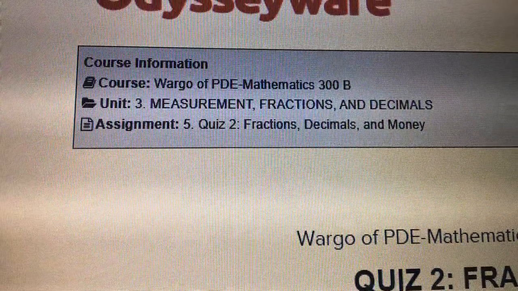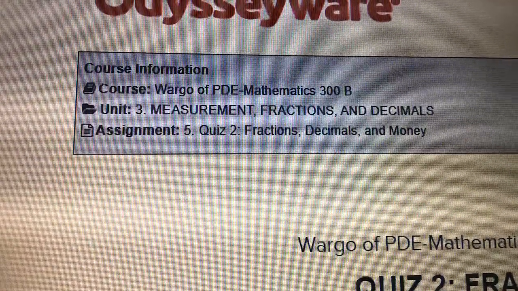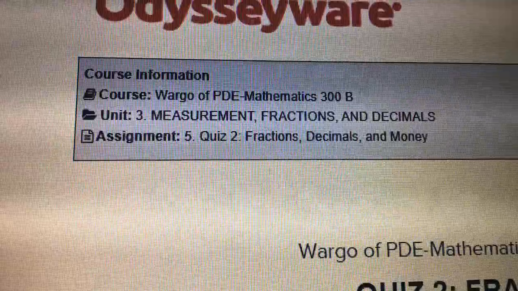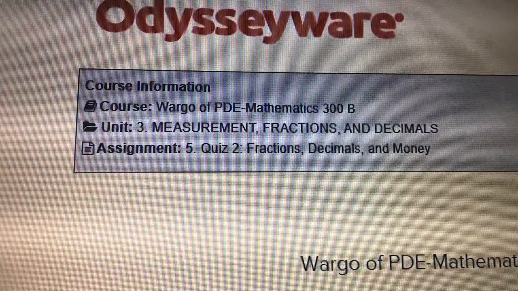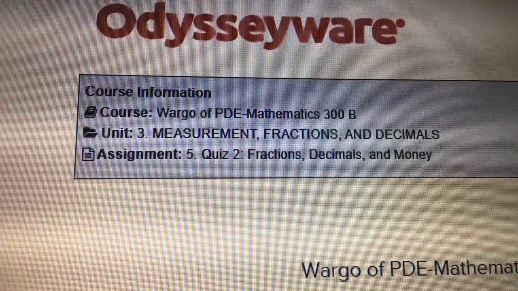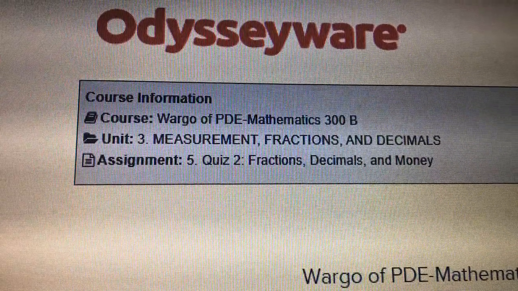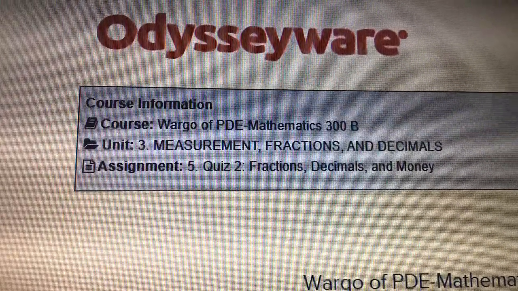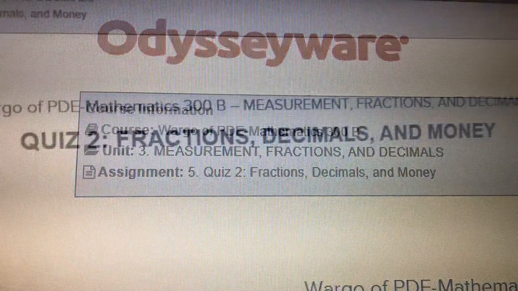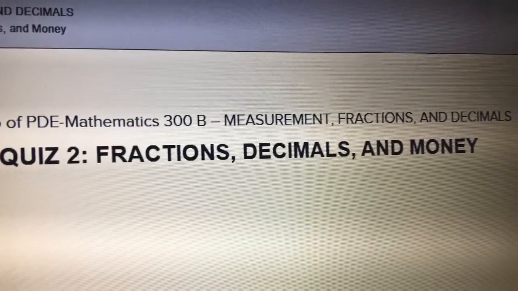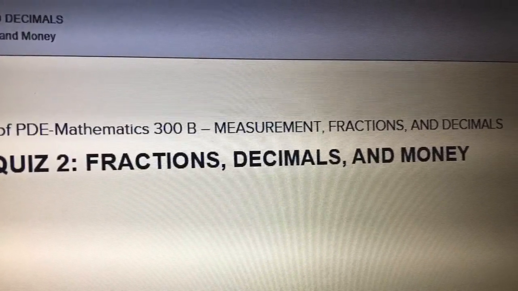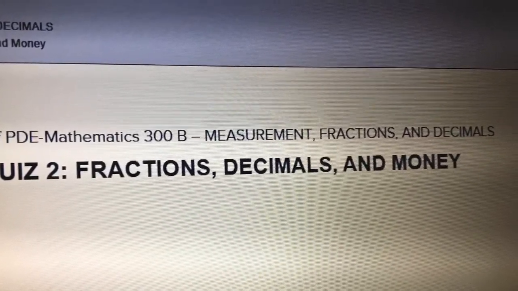In today's math lesson, we are on Unit 3, Measurement, Fractions and Decimals. We are going to be taking quiz number 2, which is assignment 5 in this section on fractions, decimals, and money. So we are going to be taking quiz 2. I'll be reading aloud every question for you, giving you a couple pointers possibly, but do your best, take your time, work things out on scratch paper.